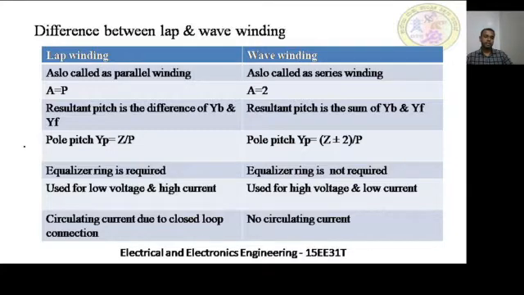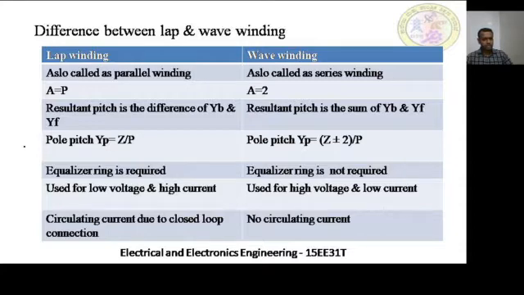The next difference: the number of parallel paths A is exactly equal to P in lap winding. However many poles are present, that many parallel paths there will be. The poles and parallel paths are the same in case of lap winding, but in case of wave winding, A is always equal to 2 irrespective of the poles. However many poles there are, it doesn't matter, the parallel paths will always be 2 in number.